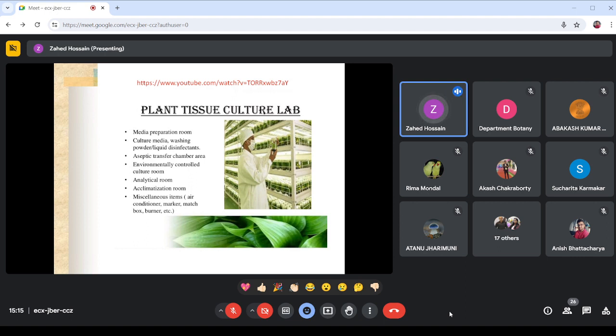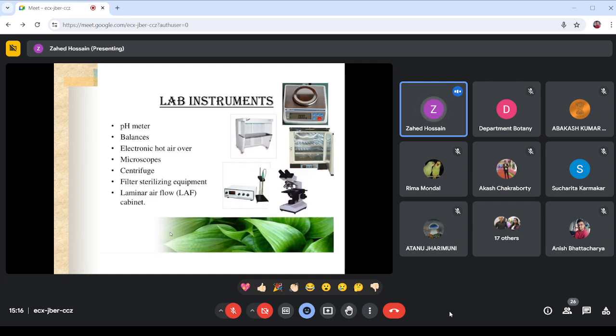Apart from that, you require an analytical room. That means there you have to weigh your chemicals, your inorganic salts and all these things. There should be an acclimatization room. The acclimatization room is very similar. The only difference is the plant is now out of the culture vessel. The rest is the same environmentally controlled chamber, where the temperature is maintained at the same 25 degrees centigrade, with the same photoperiod and everything. And some miscellaneous items are required. These are basic lab instruments.